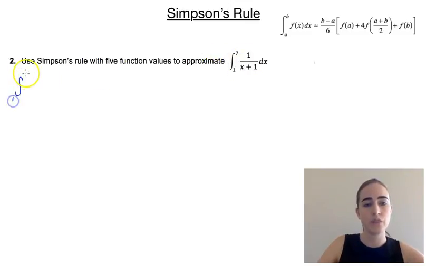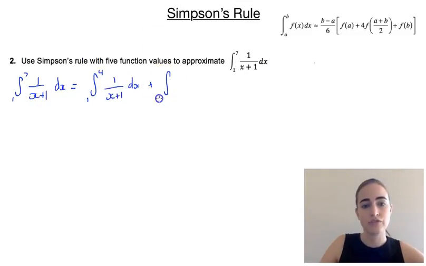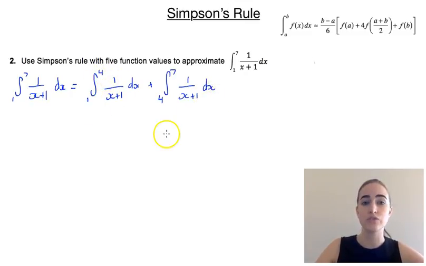So we've got the integral from 1 to 7 of 1 over x plus 1 dx. We're going to split it, so we're going from 1 to 4 of 1 on x plus 1 dx, plus the integral from 4 to 7 of 1 on x plus 1 dx. And now we can apply Simpson's rule to each of those integrals separately and then add them together.